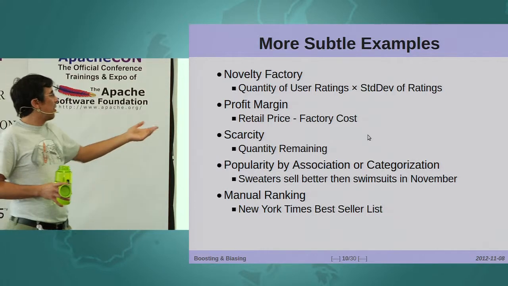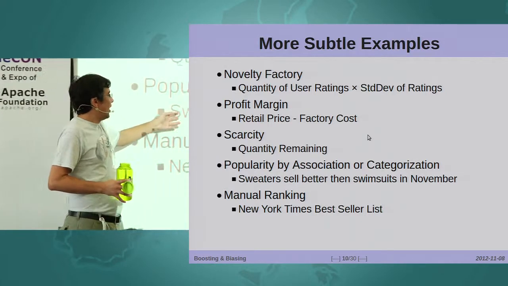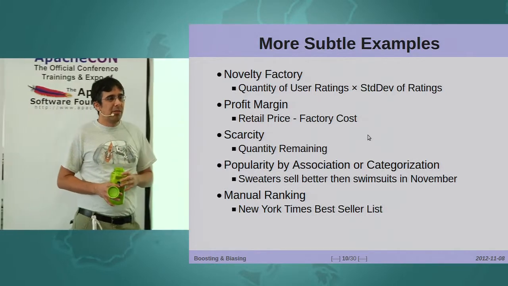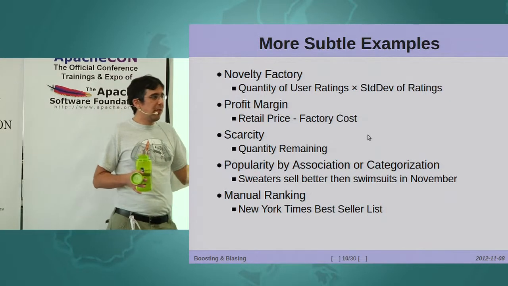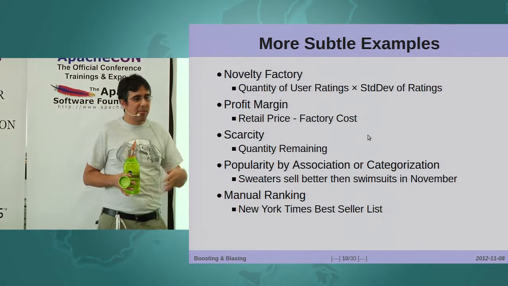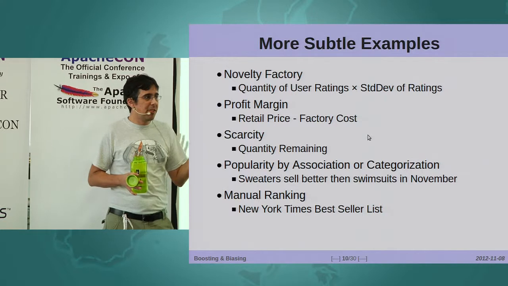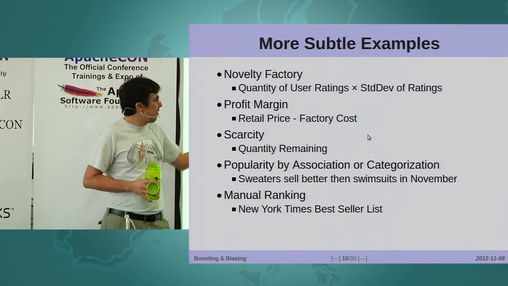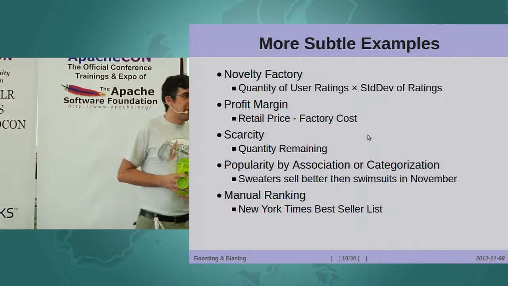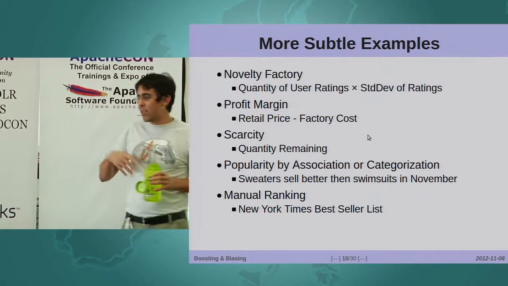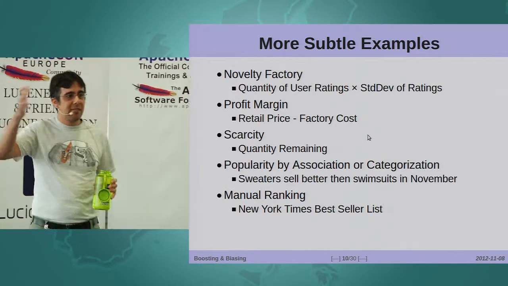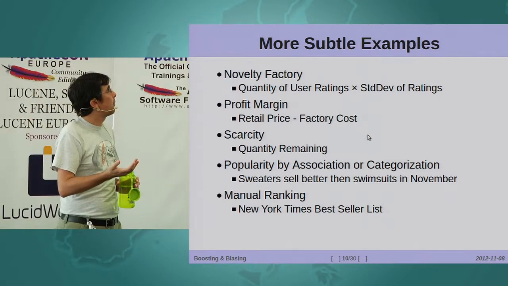But it can also be more subtle, and that's where this example here comes in. It can be time-based. Sweaters, even if it's a brand new sweater that you just added to your store, you have no information about how popular it is or its sales ranking or anything like that. If it's November, that sweater is probably going to do better than a swimsuit. So that's where those sort of associated properties can fit into your domain.